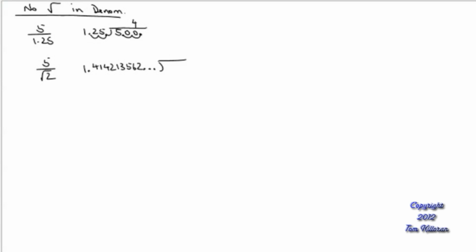Goes into 5. How many times would you have to move over the decimal place? Can you? No. That's why you can't divide by a radical, because you cannot move that decimal place over enough times to divide it into the 5.